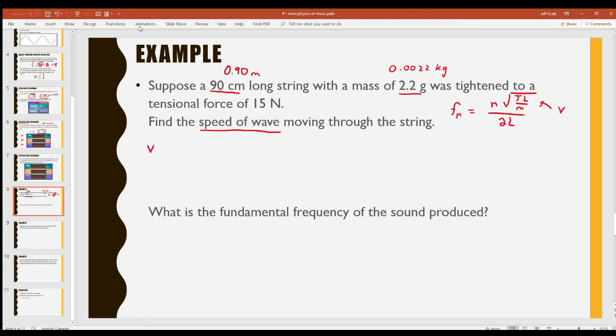So I can start by saying v is going to equal the square root of TL over m. And then we can actually just plug all of our numbers that we already have in. We know T, that's the tensional force. It's going to be 15.